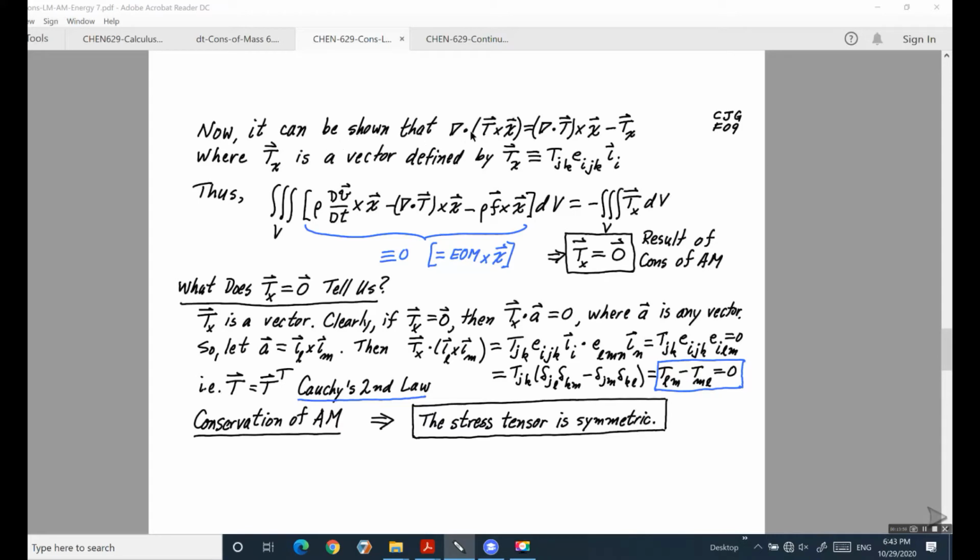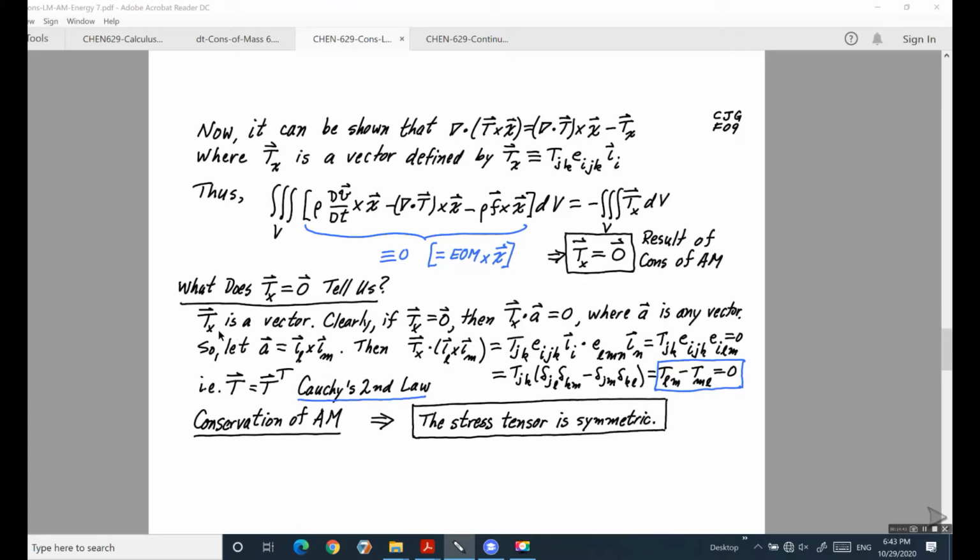Okay, just continue the other steps. Now it can be shown that the divergence of the cross product between the stress tensor and a position vector is equal to the divergence of the tensor-vector cross product x minus tx, where tx is a vector defined by this form. If we insert it into the equation, finally we obtain that form, which is equal to that one. But as a result of the conservation of angular momentum, this is 0.